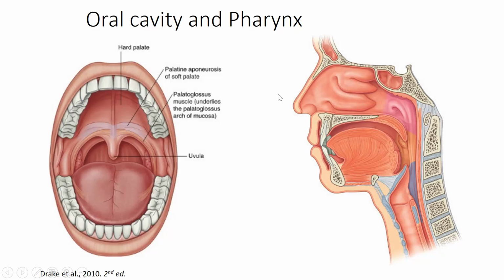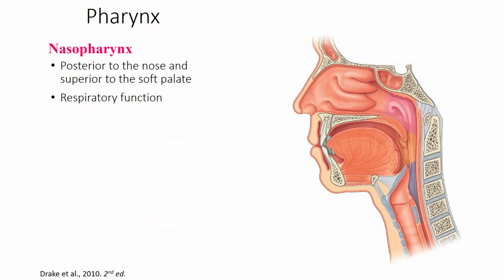As the pharynx is related to three important cavities or organs, it will acquire different names. So, for example, the nasopharynx, this one, is located posterior to the nose and superior to the soft palate. It will extend from the base of the skull to the tip of the uvula and has a respiratory function.